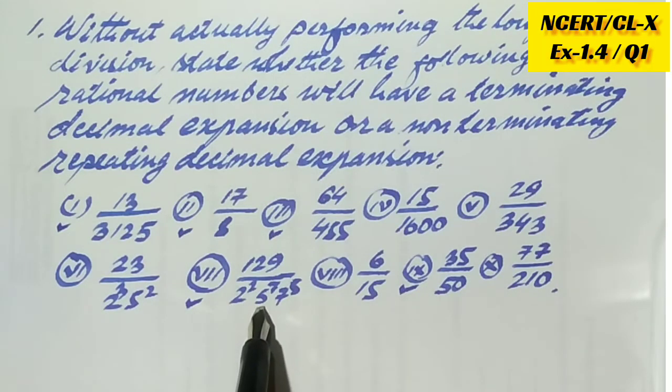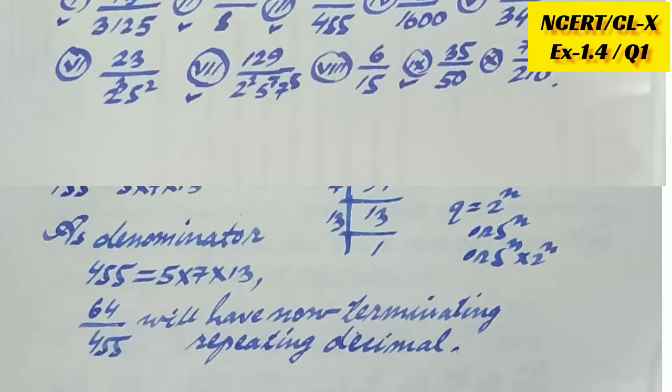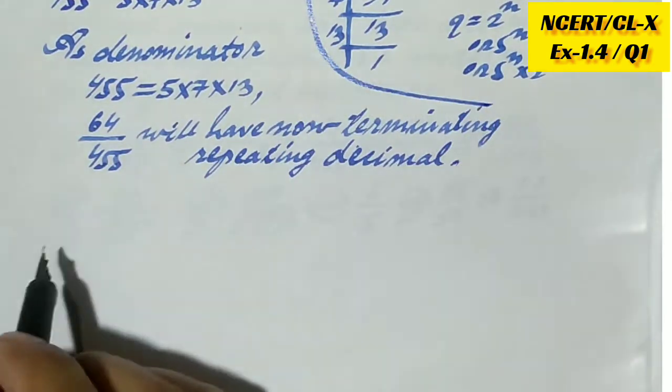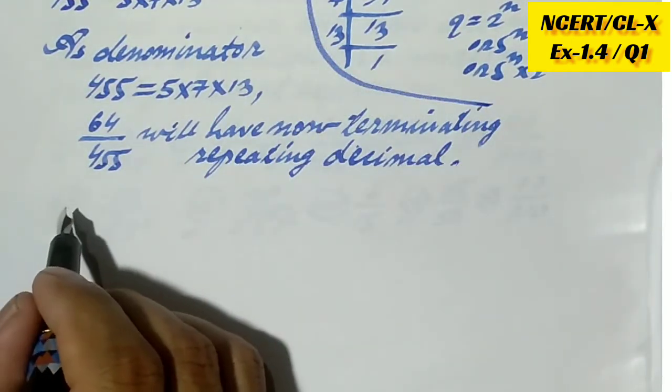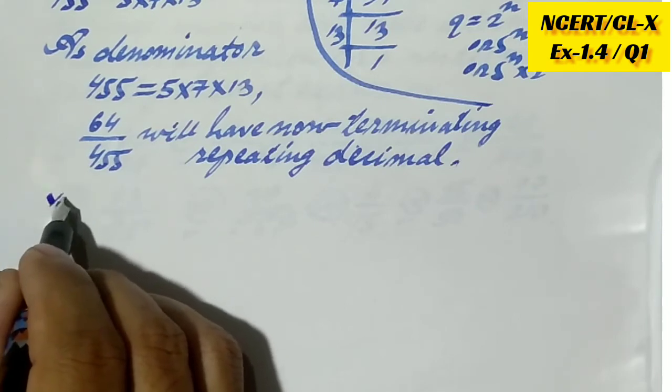Now let me come to Roman number 7, that is the denominator 2 to the power 2, 5 to the power 7, 7 to the power 5, as well as 35 by 50. Let me solve this Roman number 7 and 9. So let me keep this aside, and then let's come to Roman number 7.